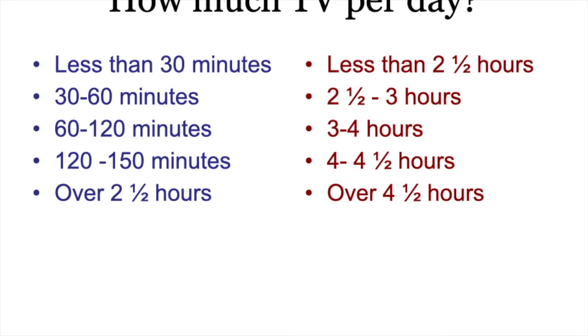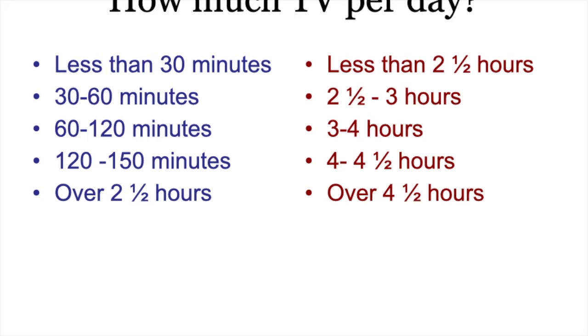But in theory, a respondent should be able to pick their category in either scale. So, for example, if you watched 90 minutes of TV and happened to get the blue scale, the left-hand scale, you would choose the middle response, 60 to 120 minutes. On the other hand, if you had the other scale and you'd watched 90 minutes of TV, you would choose the first response, less than 2.5 hours. So it seems like it should give the same responses.